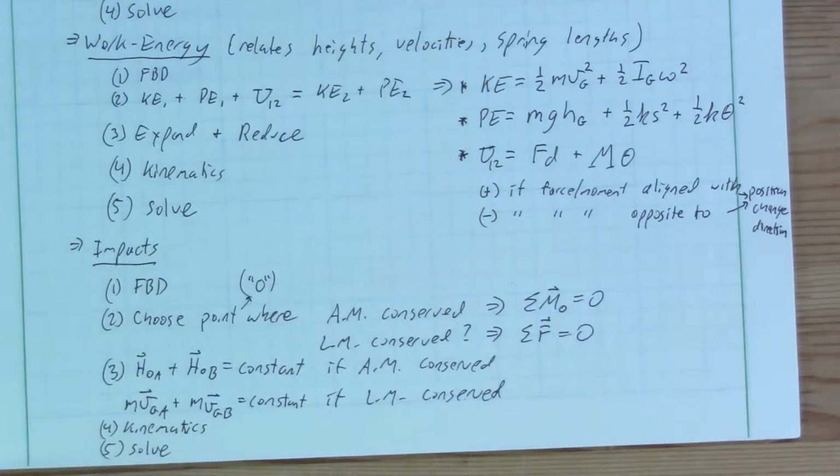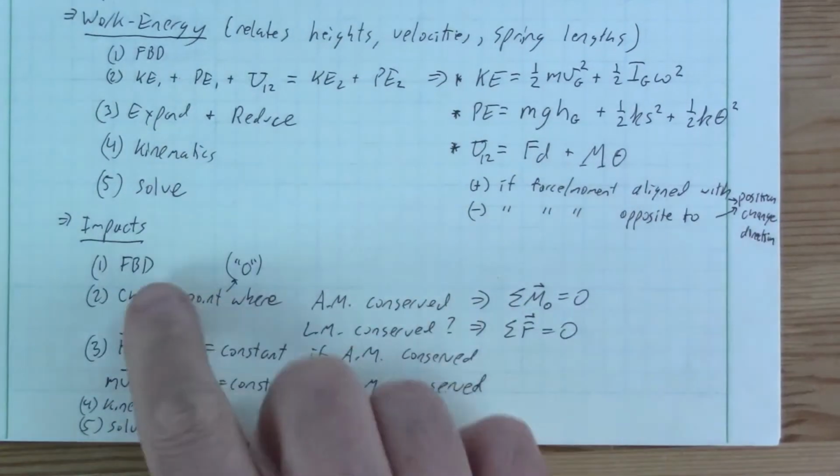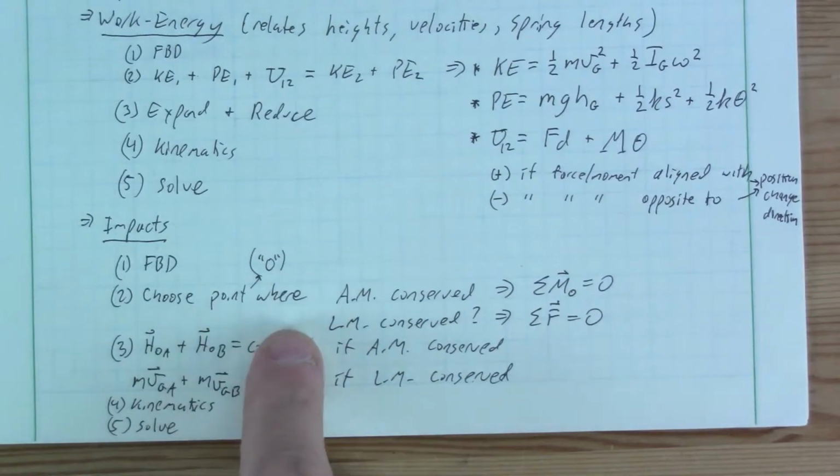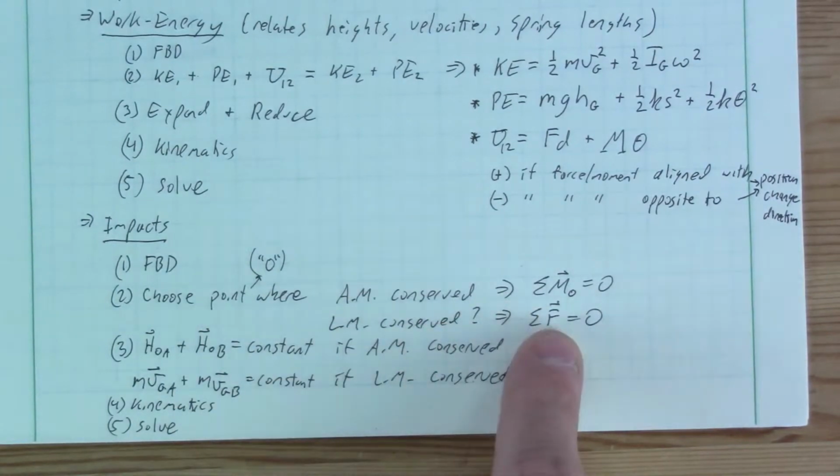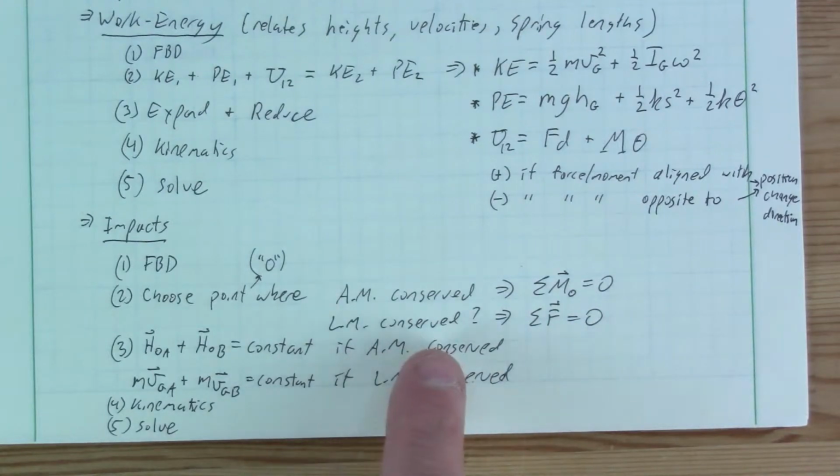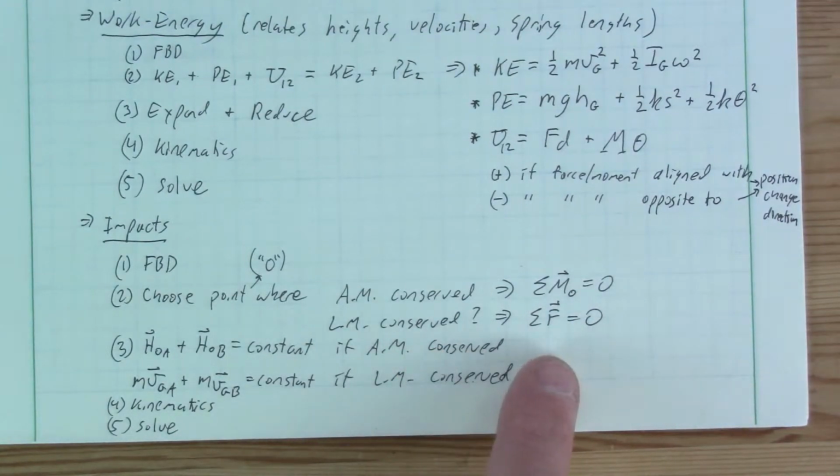Two bodies make impact with one another but stay in planar motion. Start with a free body diagram. Choose a point where the angular momentum is conserved, whether that's for one body or for the whole system. And then we ask a question: is the linear momentum conserved? That's not necessarily guaranteed.